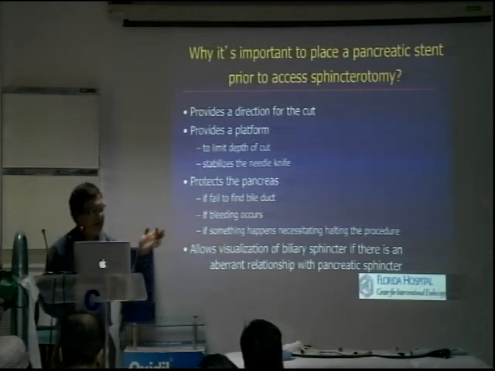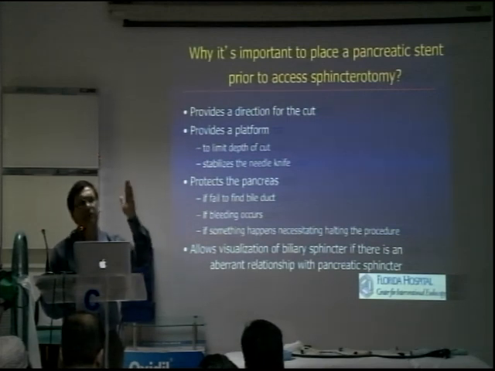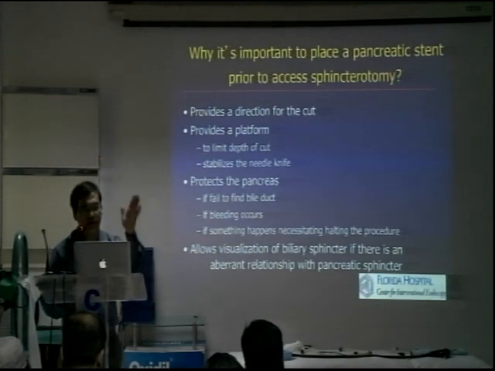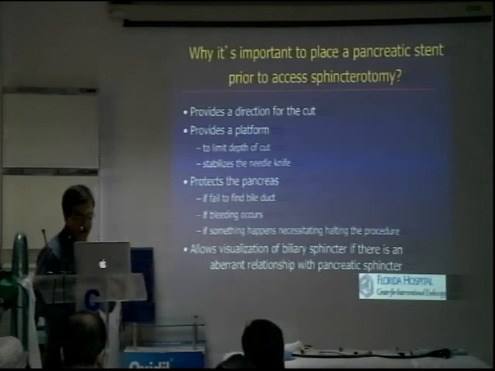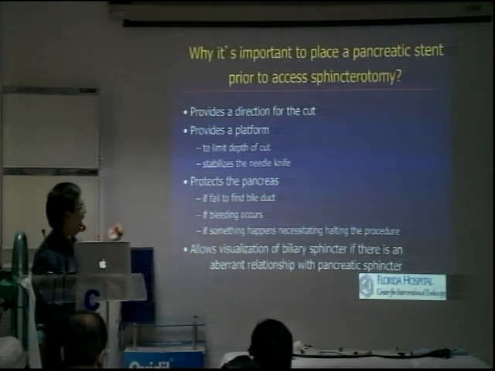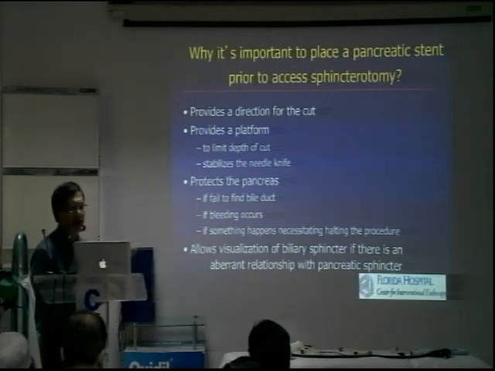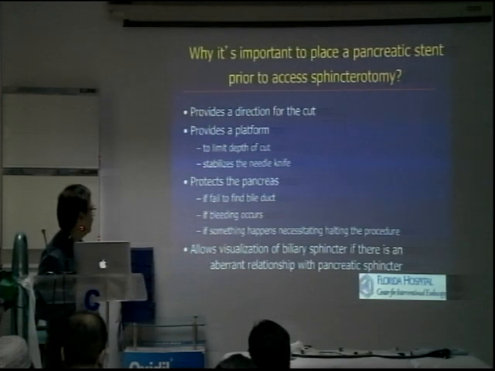So a needle knife, not the topic, but still, you cannot be too superficial, you cannot be way too deep. So it has to be the right length of the needle. You cannot just do the mucosa cut and hope that you're going to get into the bile duct. So you have to be careful about that. And what the stent does, as I said, if for any reason you have to stop the procedure, bleeding happens, or the patient is unstable, at least your pancreas is safe. Okay.